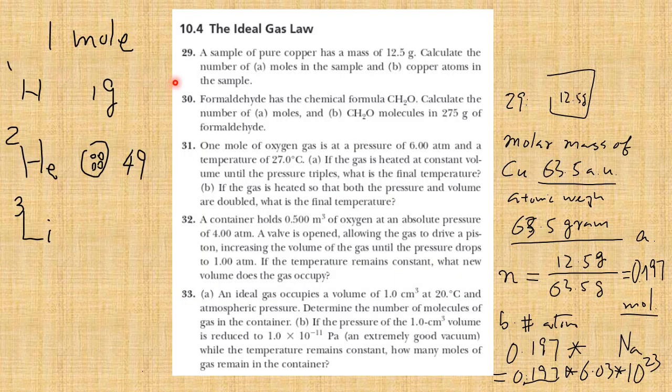The first 2 questions of this exercise are about molar weight and moles, the concept. Let's talk about the first one. Number 29. A sample of copper has a mass of 12.5 grams. So imagine a piece of copper, like a copper key, golden. Calculate the number of moles. Once again, a mole is a certain number, a large number, 6.02 times 10 to the 23. 1 mole of anything has this number.